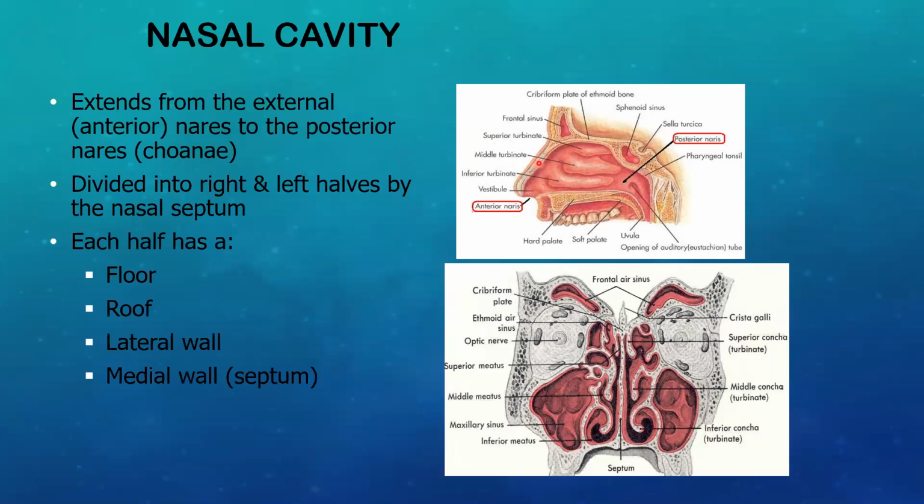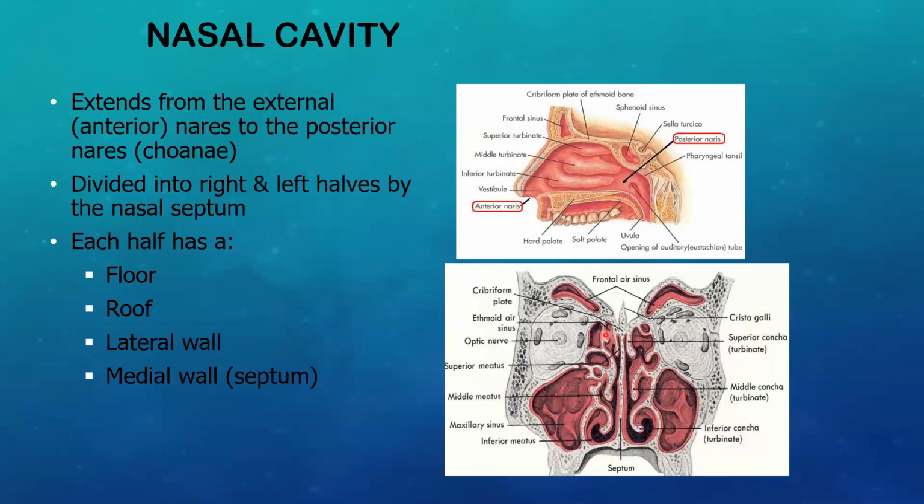Also, it has a roof. It has a floor, and this is your lateral wall, and the middle wall is your septum, separating the right and left. So in this figure, you can see this is a coronal section. Coronal section means it's dividing into anterior and posterior halves.